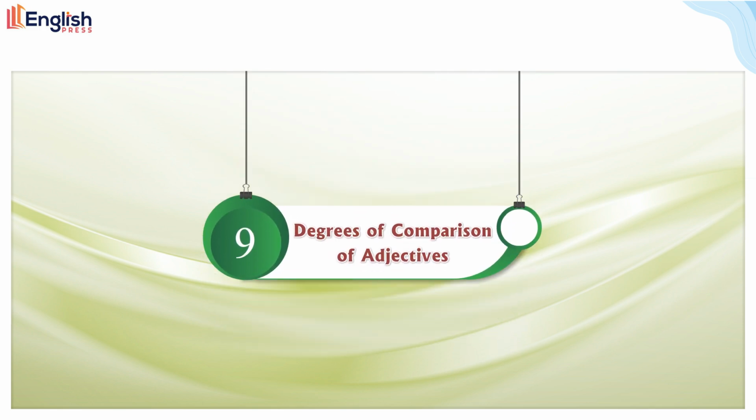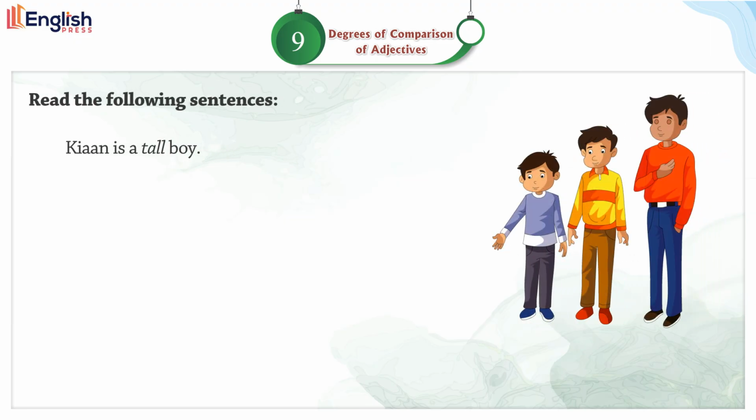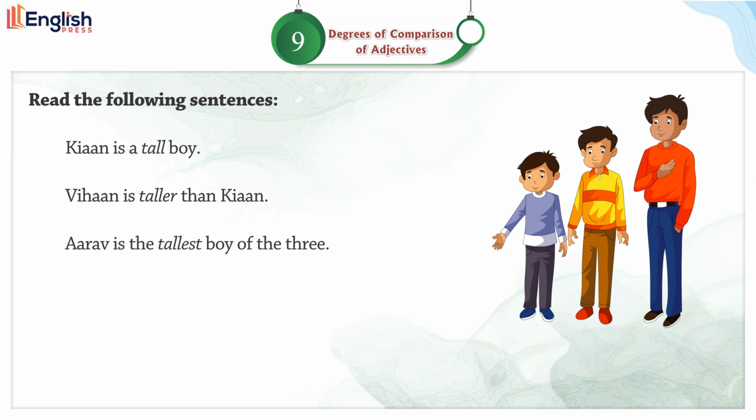Lesson 9. Degrees of comparison of adjectives. Read the following sentences. Kian is a tall boy. Vihan is taller than Kian. Arav is the tallest boy of the three.